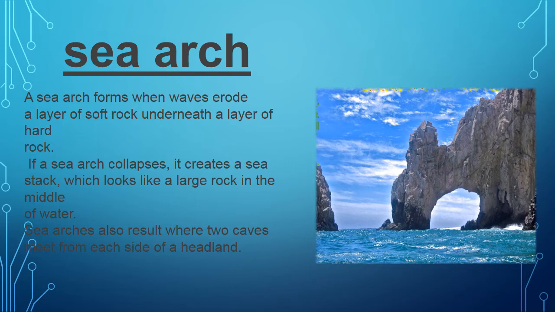Why? Because it consisted of some material which is very soft, which gets soluble in water. So the softer rock, when it gets soluble in the water, gets eroded faster, and the harder rock remains as it is. So at that particular junction a sea arch is created. Later on, when the sea arch collapses, it gets converted into a sea stack, and that sea stack looks like a large rock covered with water from all sides. Sea arches also result where two caves meet each other, and that junction is also called the headland junction.